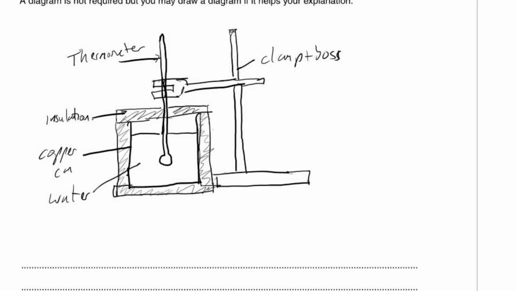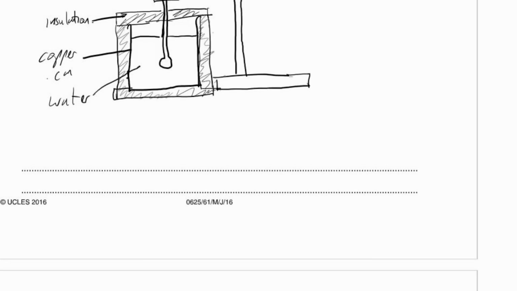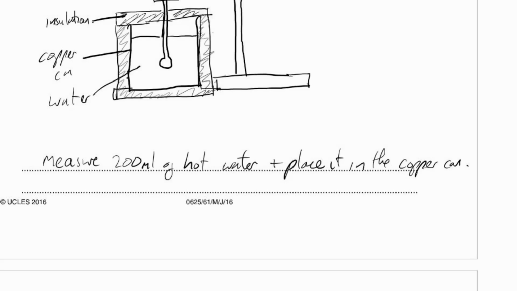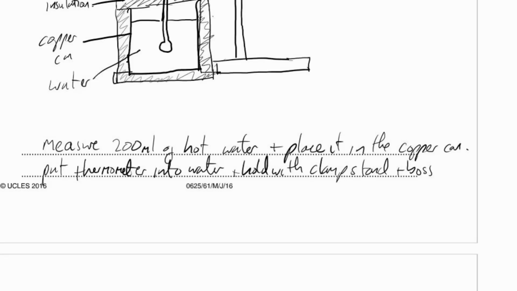So the other thing I'm going to need to control, of course, is the amount of water that goes in. So let's begin with that. We're going to do a run through of what I would expect to do every time I do the experiment. So the first one I'll do, of course, would be the control. I want to measure 200 millilitres of hot water and place it in the copper can. I want to put the thermometer into the water and hold it with the clamp stand and boss. There we go, the first two steps. So I put the water in, I'm now holding the thermometer in place.